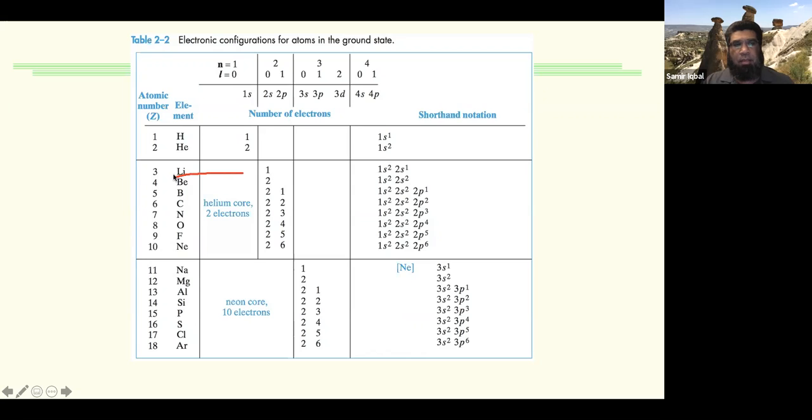So lithium is atomic number 3, which means you can just put the helium model and then add one more on top. That would give you lithium. So don't get confused when it says helium core 2 electrons. All we are saying is that you can just take the helium as is when you're writing the configuration down, and everything else is the same up to here. All you're doing is adding more orbits on top of those basic designs.